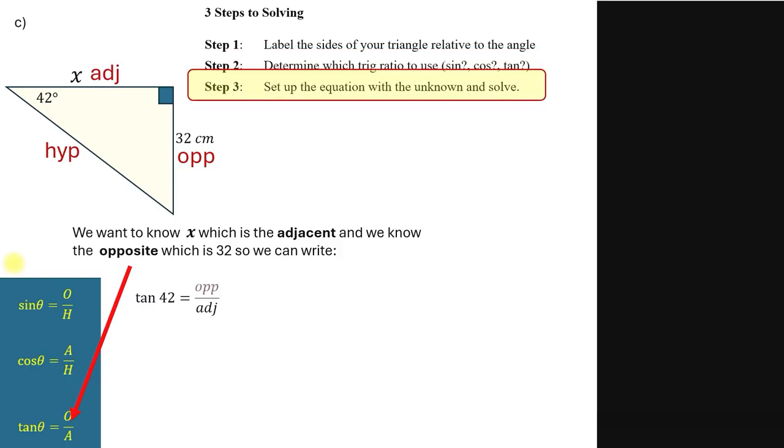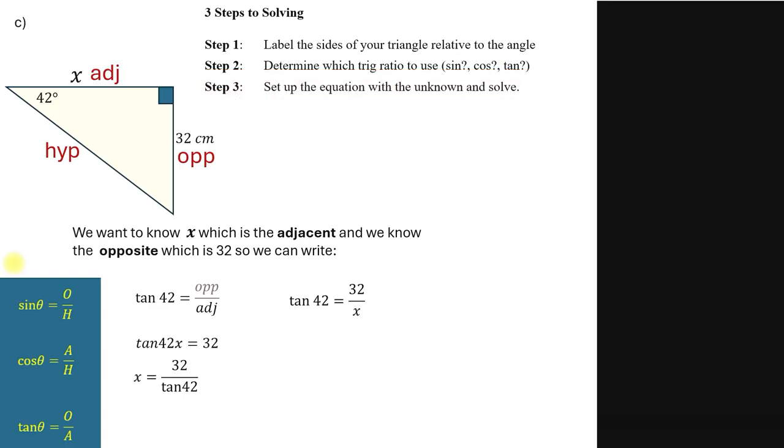So we can write the tan of 42 equals opposite over adjacent, where the tan of 42 equals 32 over x. Use our algebra skills. Tan of 42 times x equals 32. X equals 32 divided by tan 42.